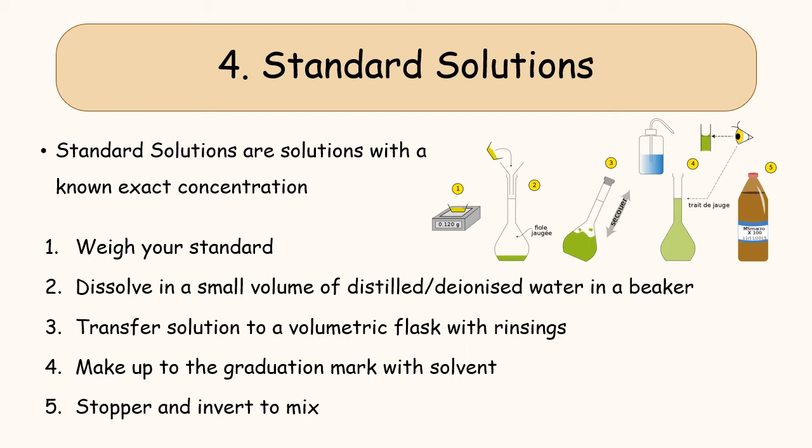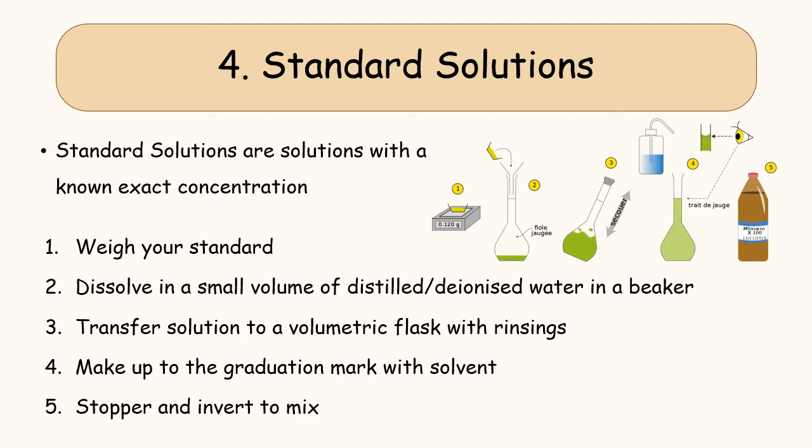Once you've weighed your standard, you're going to dissolve it in a small volume of distilled or deionized water in a beaker. The reason we dissolve it is because liquids are much easier to transfer than solids. You're going to transfer your solution from the beaker into a volumetric flask, and you're going to rinse that flask out a few times with deionized or distilled water to make sure that any solution has been fully transferred into the volumetric flask.